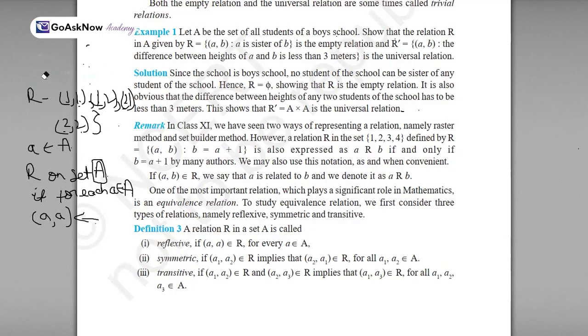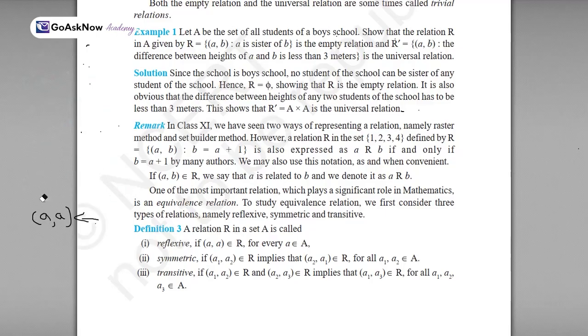We have just now seen what identity relations and reflexive relations are. Now I will tell you what a symmetric relation on set A is. Suppose in a relation R on set A, I have elements in A. A is the set, and I have elements like 1, 2, 3 here.